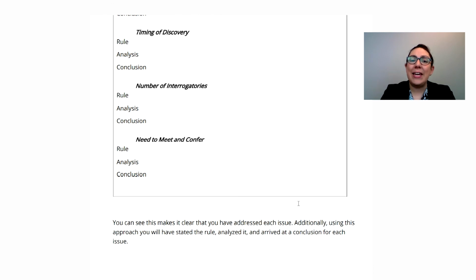So as you can see, this is going to make it clear to the grader that you've addressed every single issue and all the subparts to those issues. You will also have included all the substance you need. You'll state the rule, you'll have an analysis, and you'll conclude for every single piece here. Organization on California essays is crucial to a high score, so I hope you're able to implement these strategies on your own essays.